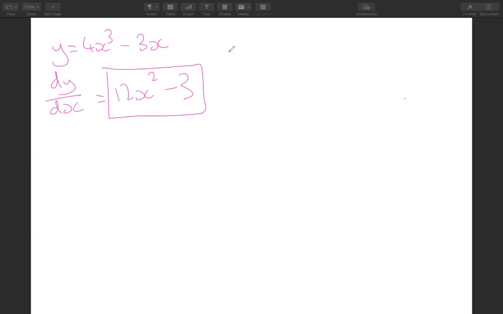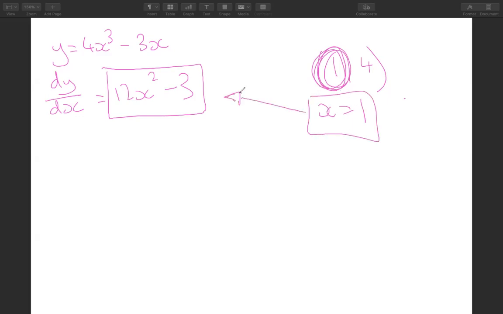If I had this and I wanted to find the gradient at this point, this is the only number I care about. I only care about the x coordinate. What I'm going to do is put x into my derived equation, and that will tell me my gradient. So 12 times 1 squared minus 3 is 9. This is 12 minus 3. That means the gradient when x is 1 is 9. So we're just finding a gradient at a point. That means it's pretty steep at this point.